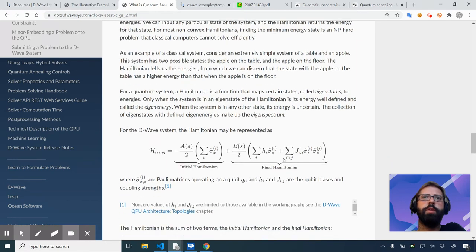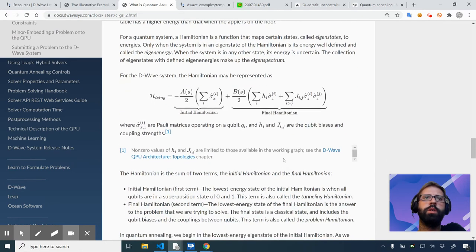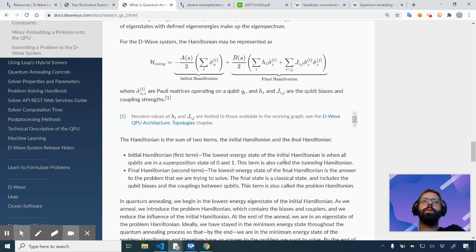Initial Hamiltonian, final Hamiltonian. The lowest energy state of the initial Hamiltonian is when all the qubits are in a superposition state of 0 and 1. This term is also called a tunneling Hamiltonian. Final Hamiltonian, second term: the lowest energy state of this Hamiltonian is the answer to the problem.